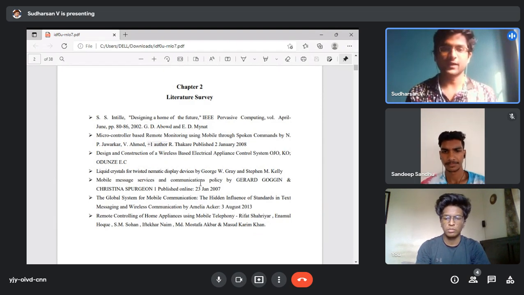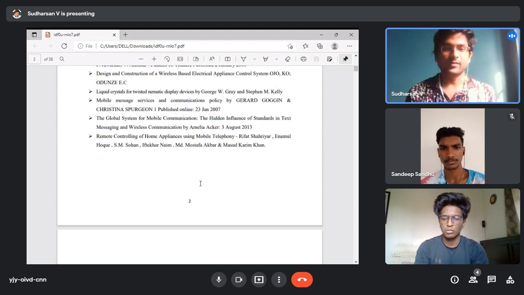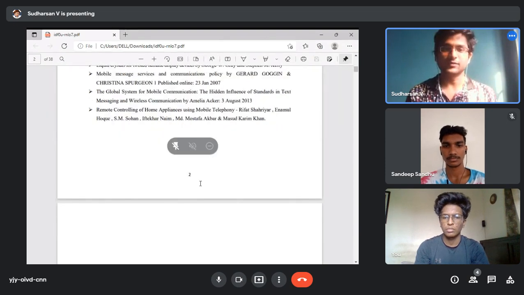Design and construction of a wireless based electrical appliance control system by Ojokoh and Odunzi. Liquid crystal twisted nematic display devices by George W. Gray and Stephen M. Kelly. Mobile Messages Services and Communication Policy, written by Gerard Goggin and Christina Spurgeon, published online on 23 Jan 2007. The Global System for Mobile Communication, The Hidden Influence of Standards in Text Messaging and Wireless Communication by Amelia Acker on 3rd August 2013.